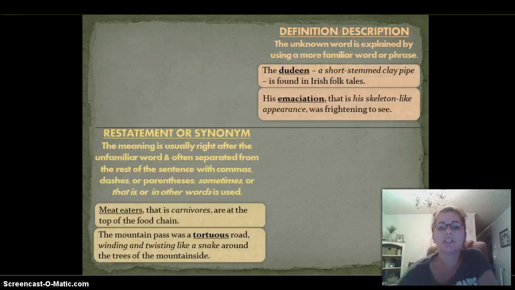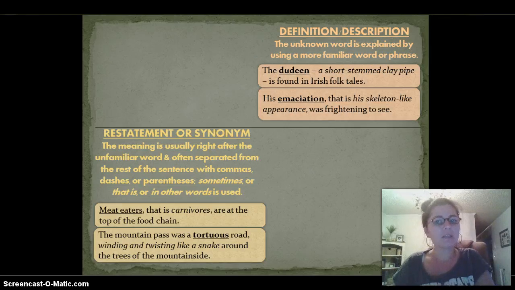So let's take a look first at definition and description up in the top right corner here. The unknown word is explained by using a more familiar word or phrase. That seems easy enough. So we're going to look right to the text for this. So if we see something that says the doudine, a short-stemmed clay pipe, is found in Irish folktales. Well, you know that the doudine, you didn't know when you saw it, you said, what is a doudine? I don't even know what that is. But then you read more and you said, oh, it's a short-stemmed clay pipe. That's how you find your answer.